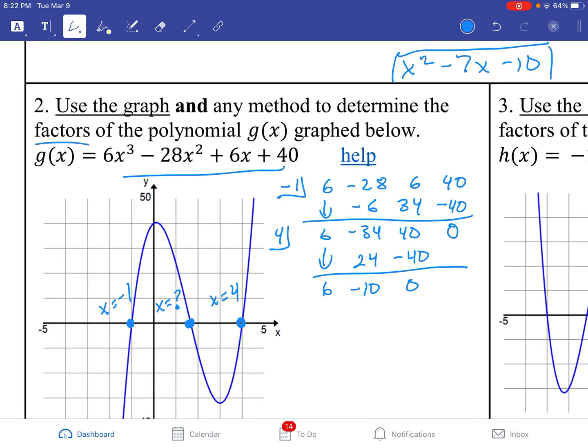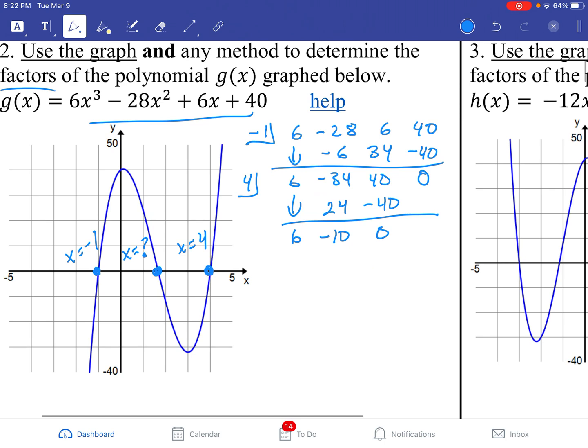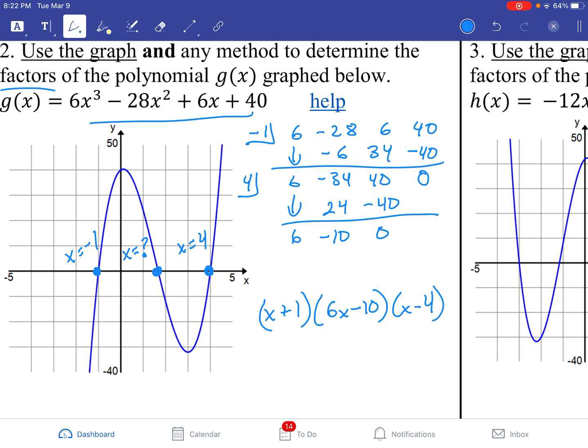So now we have our factors, which is what we're asked to do in this problem. It says determine the factors. Okay, so we have x plus 1 from the first point. We know the second factor from the x equals I don't know is 6x minus 10. And the third factor is x minus 4. Notice the factors of the points we did know now have different signs because they are now factors and not solutions.